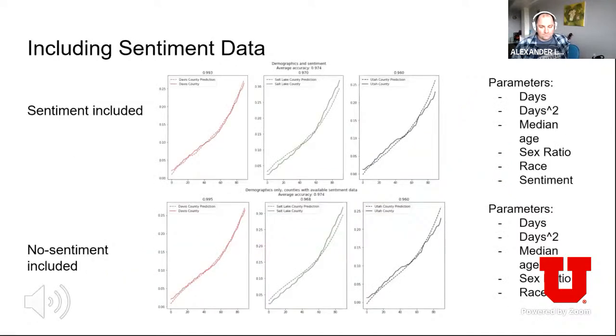Our main approach was to use multilinear regression models that were created by splitting our data into training and testing data sets, in which we use cross-validation to acquire the best parameters, as we can see on the right. For the counties where sentiment data was available, namely Davis, Salt Lake, and Utah County, including sentiment data changes our accuracy only by a slight margin, decreasing by 0.2% for Davis County and increasing by 0.2% for Salt Lake County. Utah County remained the same.